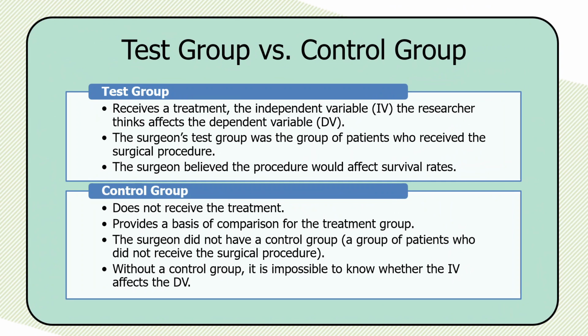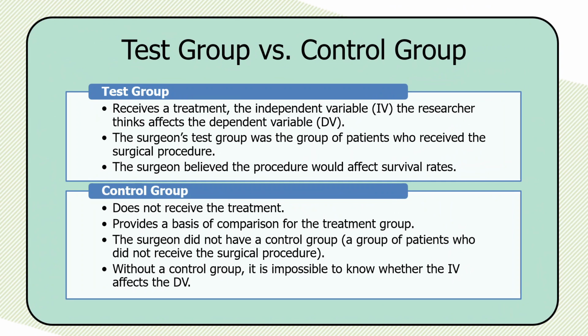This, of course, would be the group that does not receive the treatment. This would be the other value, if you will, of the independent variable. The control group provides a basis of comparison for the treatment group. We saw in the chapter on how you set up and test hypotheses: you must have an explicit comparison between groups that vary along values of the independent variable.